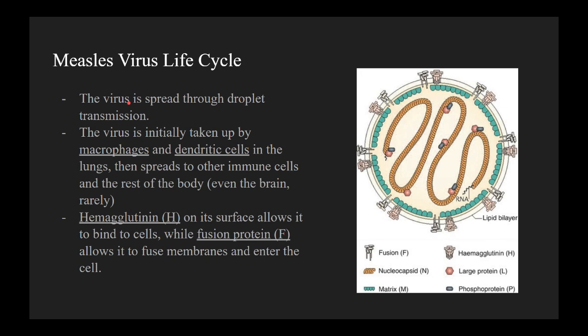Measles is spread through droplet transmission, through sneezing, through breathing the same air as someone that's infected with measles. So of course the viral particles will enter the lungs, and then what happens is they're taken up initially by these immune cells, which are called macrophages, which we mentioned in the bacteria lecture. So remember, macrophages, they're going to come up and phagocytose, right? They're going to eat up the virus and absorb it within their cell body, and dendritic cells will also do something similar. And then over time, the virus will spread to other immune cell types and eventually to the rest of the body and even the brain, which can be extremely lethal here.